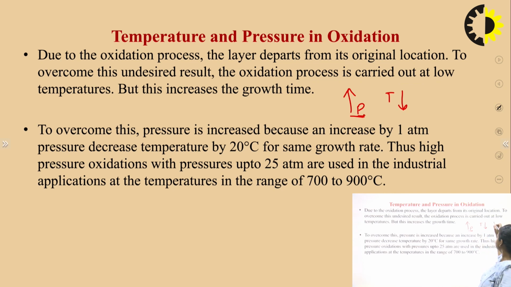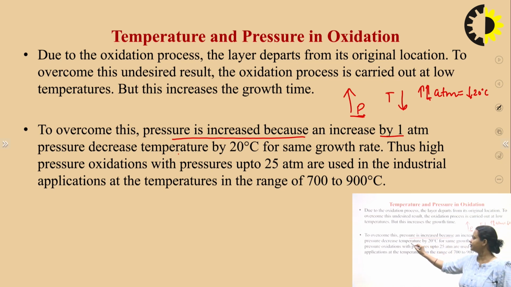If you see that at around 1 atmospheric pressure, it gives a decrease of 20 degrees Celsius. So if we increase the pressure by 1 atm, it will decrease your temperature by around 20 degrees Celsius. This is how we need to take care of the temperature and pressure of the oxidation. So I have written this: pressure is increased by 1 atm and it will decrease the temperature by 20 degrees Celsius for the same growth rate, right?